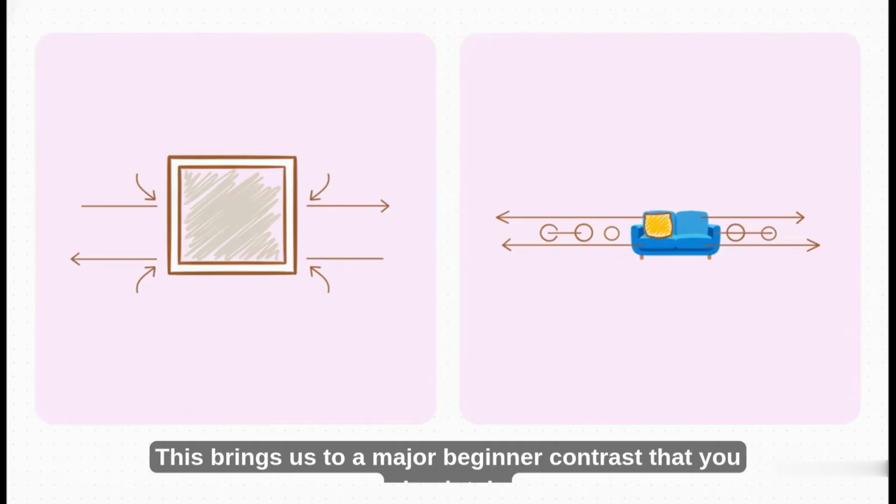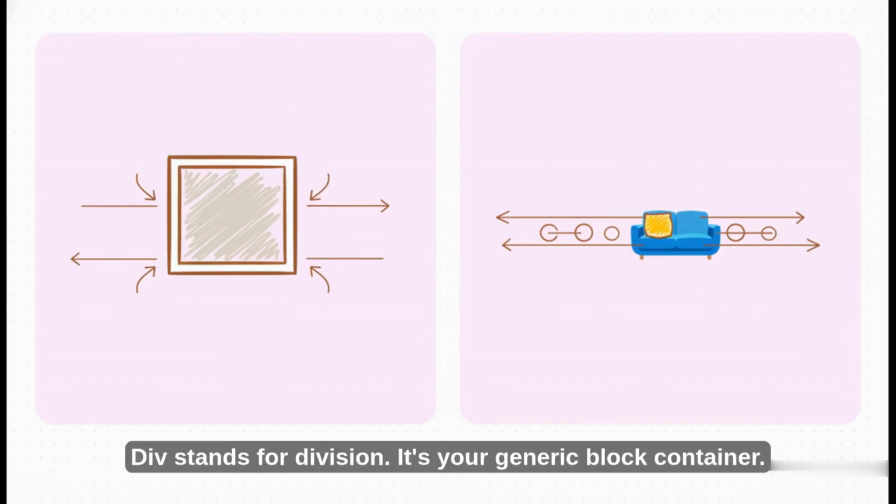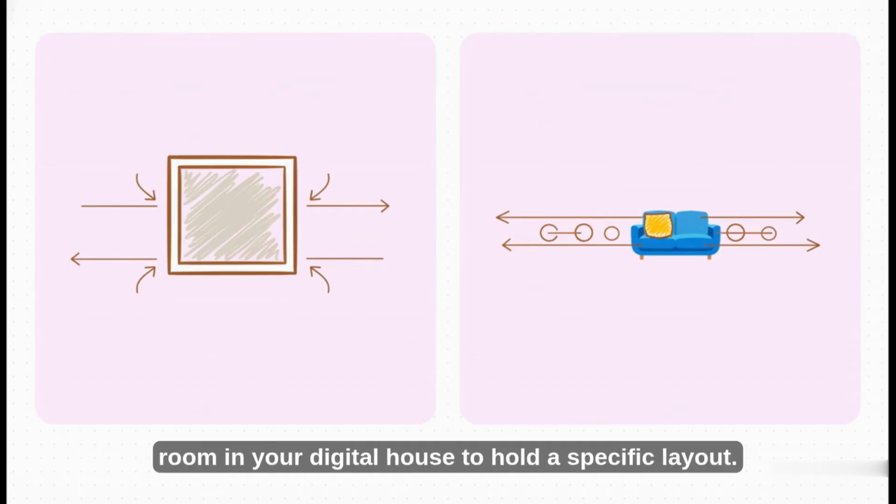Moving right along to Section 2, divs, spans, and classes. This brings us to a major beginner contrast that you absolutely have to master. First, we have the div tag. Div stands for division. It's your generic block container. When you use a div, it naturally creates a line break before and after it. It induces a return. It's like building an entirely new room in your digital house to hold a specific layout.